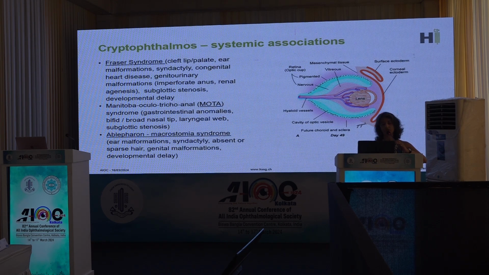So these 3 are Fraser syndrome, Manitoba syndrome, Manitoba being a place in Canada, as I've read, and ablepharon macrostomia syndrome. There are a few other syndromes also associated with it. Many of them are autosomal dominant inheritance pattern.